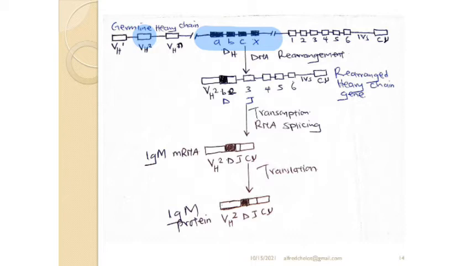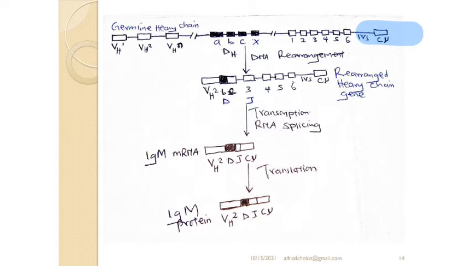So the V gene segment will lie close to a single D gene segment and several J gene segments. The J gene segments are here, from 1 all the way to 6. So they will lie close to several J gene segments and a single C gene segment. For our C gene segment here, it is mu, so it will lie next to a single C gene segment, which is mu in this case.